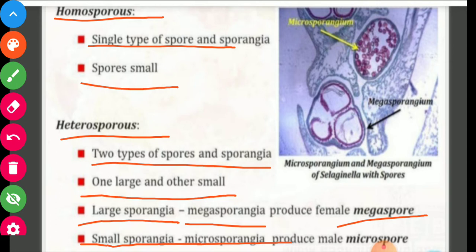So the plants may be of two types: homosporous or heterosporous. If they are heterosporous, they produce two types of spores. If they are homosporous, they produce only a single type of spore and only one type of sporangia.